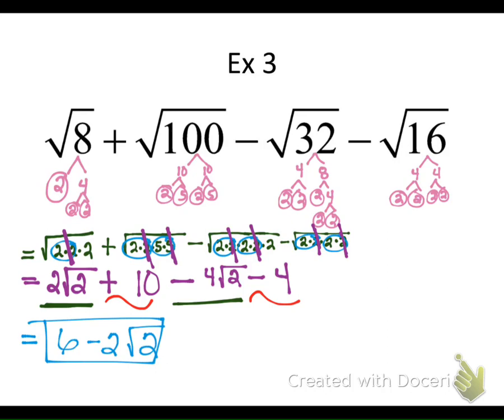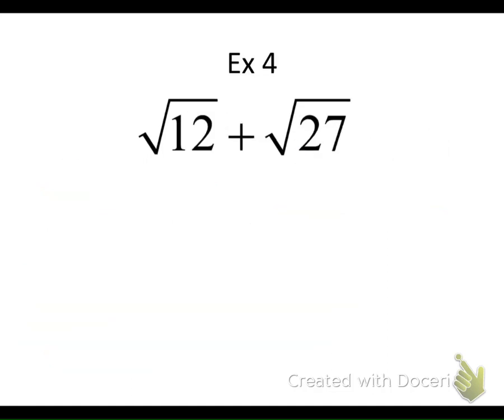You have it down? All right, let's take a look at example number 4. Example number 4, we have the square root of 12 plus the square root of 27. So go ahead and start factoring out the square root of 12 and the square root of 27.